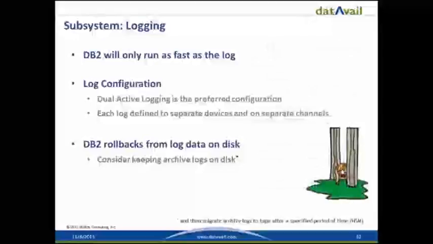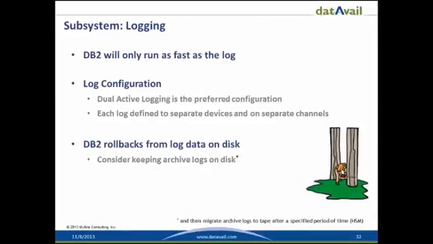Okay, let's move on and look at logging. And keep in mind, DB2 is only going to run as fast as the log. All of your modifications have to go through the log. So configure your system with dual active logging, with each log defined to separate devices on separate channels. That way, if you get a hit to the log and the log fails on one of the devices, the other one is up and running. With single logging, if the log fails, DB2 comes down. So we don't want that at all.